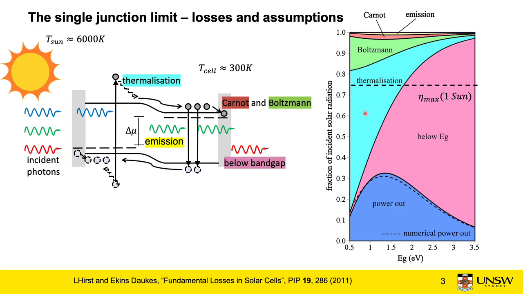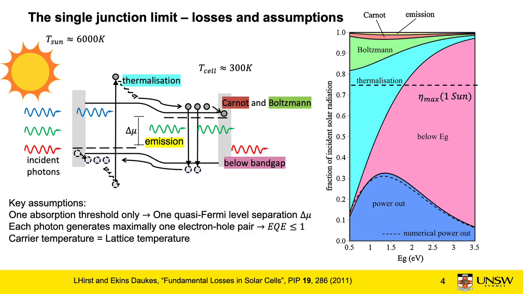And then there's also the Carnot and the Boltzmann loss, and they are related to the difference between the quasi-Fermi level separation and the bandgap. And I'm going to discuss that in some detail later because it's very important in understanding some of the advanced concepts. The balance between these losses gives the optimal bandgap and efficiency of the SQ limit.